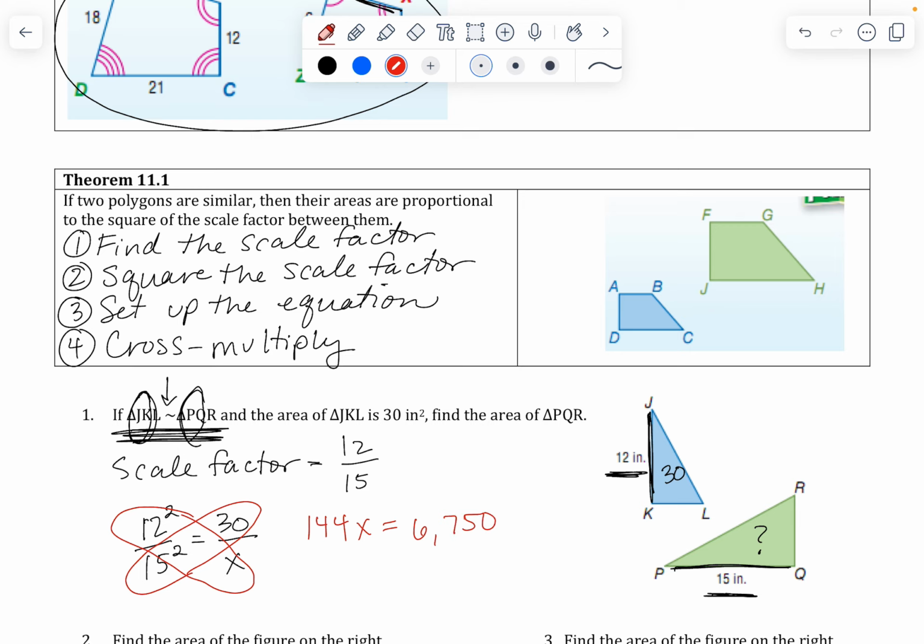6,750. Divide by 144. And x equals, go ahead and divide it. I got 46.88 square inches, or inches squared. So if the area of the top triangle is 30, the area of the bottom triangle will be 46.88 because they're similar and we can figure out the area based on the scale factor between them.